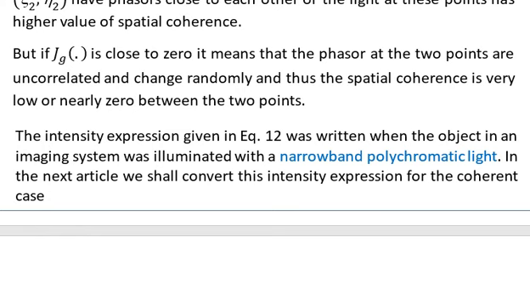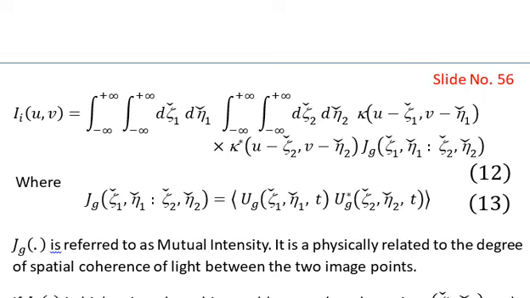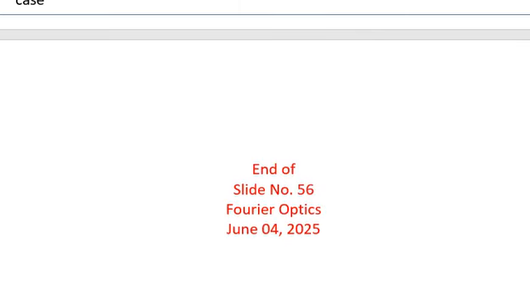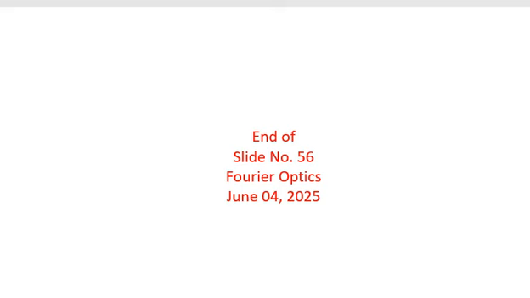The intensity expression given in equation number 12 was written when the object in an imaging system was illuminated with a narrow band polychromatic light source. In the next article, we shall convert this intensity expression for the coherent case. So you see that this is the end of slide number 56.